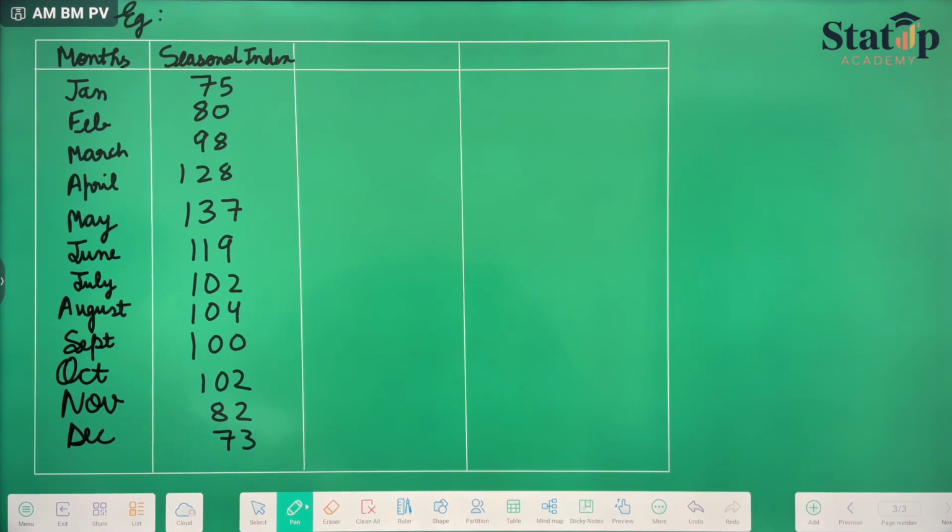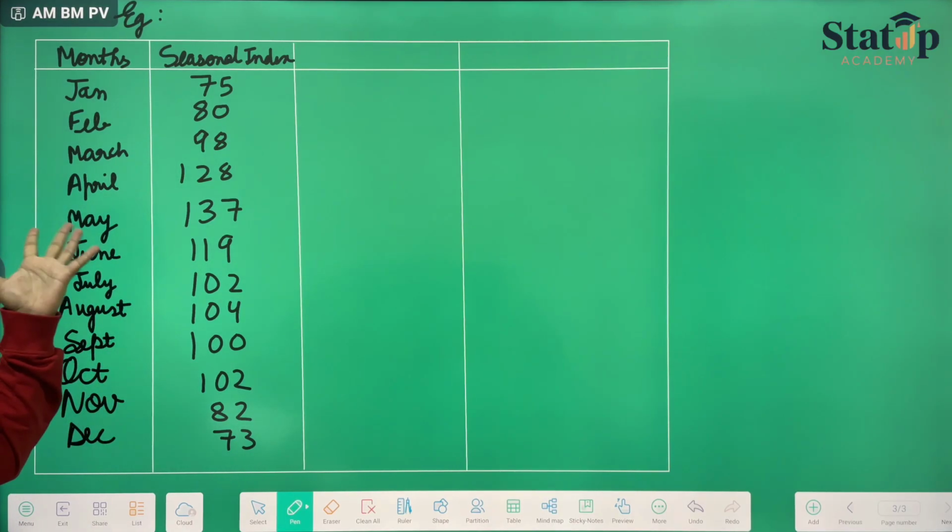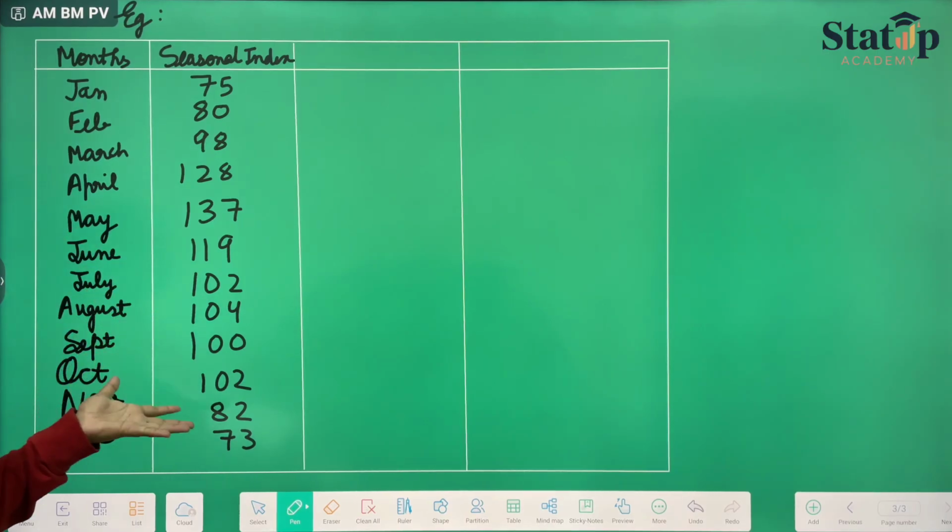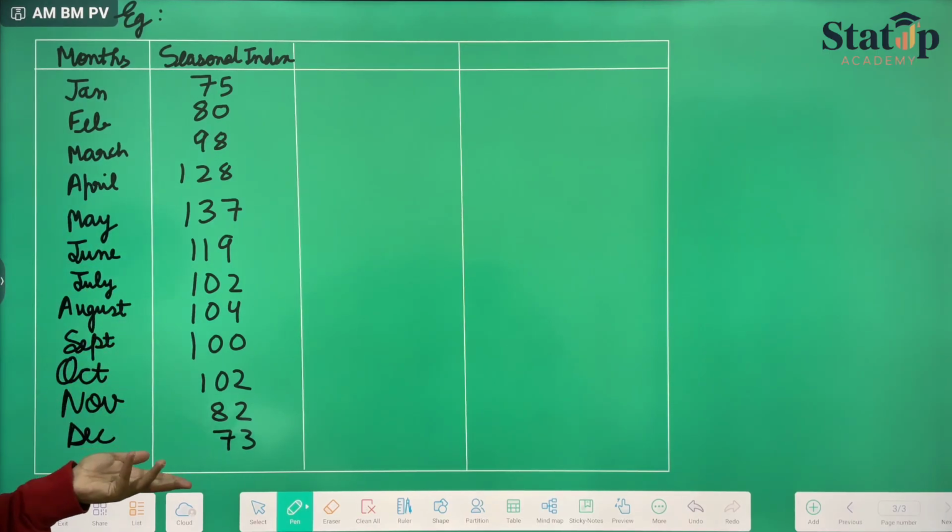I am reading the question. A firm estimates its sale for a particular year to be 24 lakh. The seasonal indices are given in the table. So this is talking about the firm. This is the data of a firm in which per month seasonal index has been given, and the estimated sale is 24 lakhs.